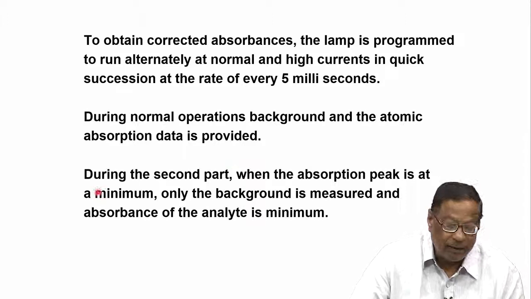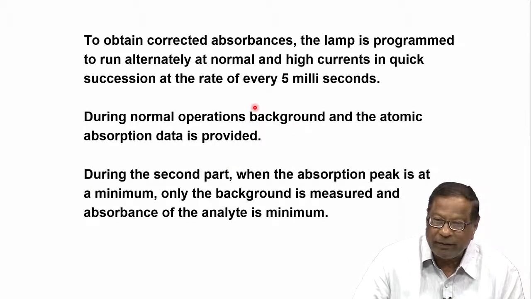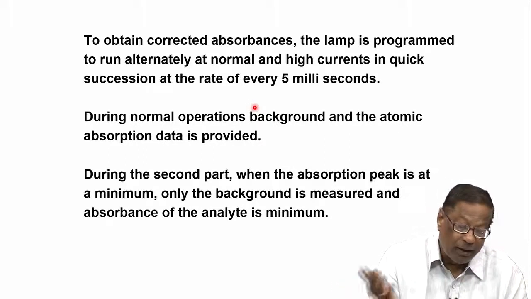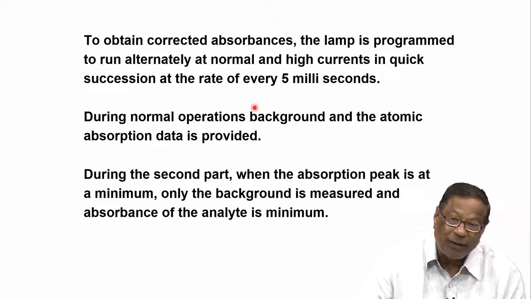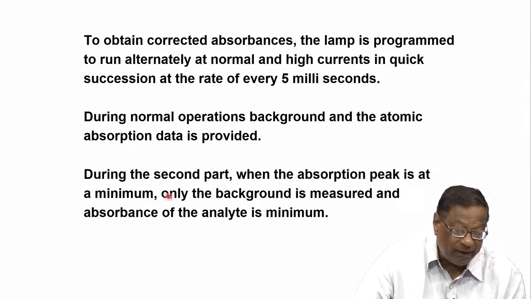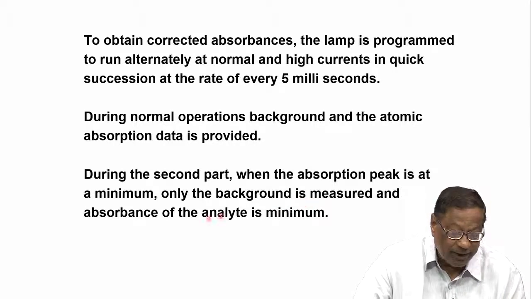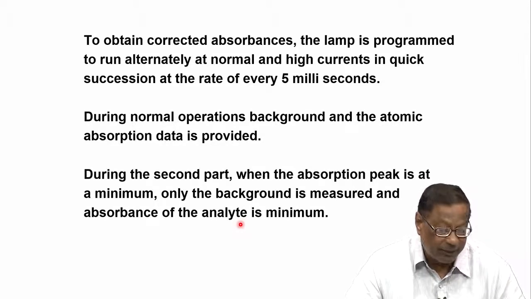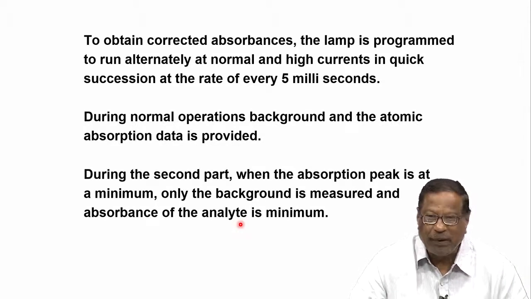What do we do here? Normal operation, no extra atom generation, no self reversal. So, the atomic absorption data of the whole species is obtained. Second part, when the absorption peak is at a minimum, only the background is measured and the absorbance of the analyte is minimum. So, you subtract the two, and the background is corrected. That is what we have been discussing.